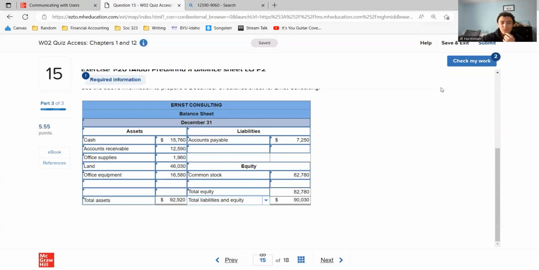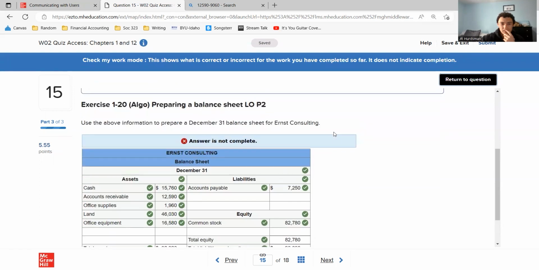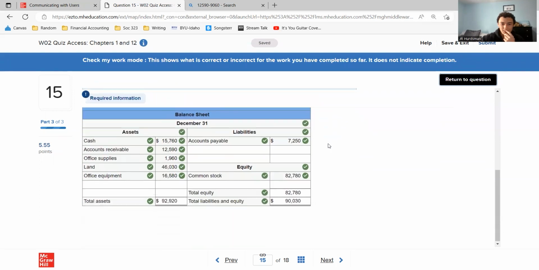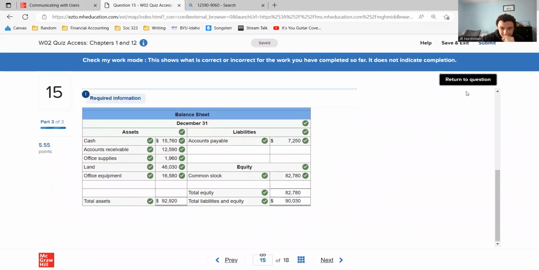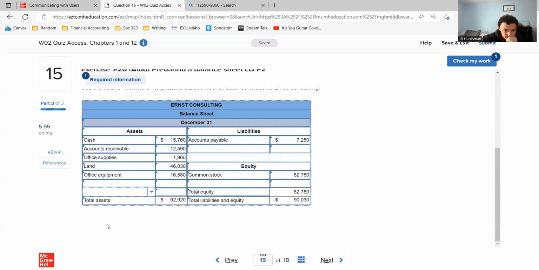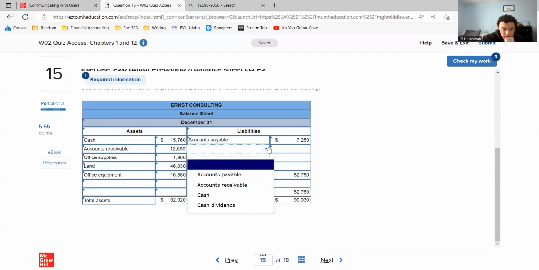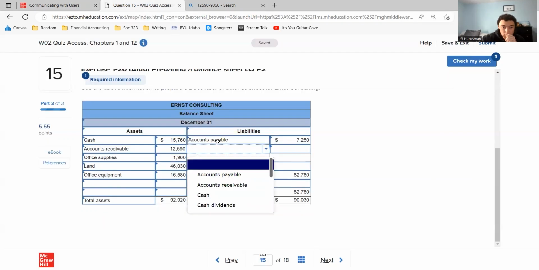Okay. Hopefully this is it. All right. Apparently I missed another one, but we're almost there. We're getting there, guys. I feel like there has to be one for liabilities. Let's see. Yeah, total liabilities.